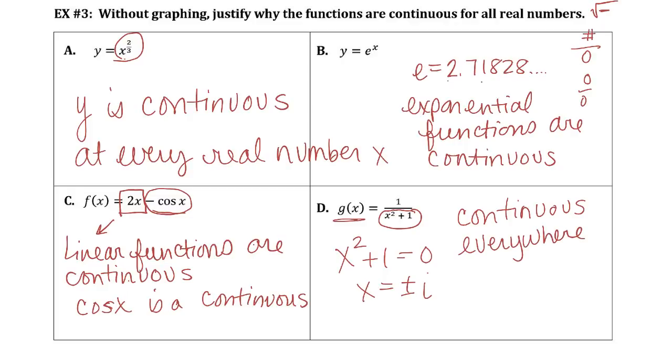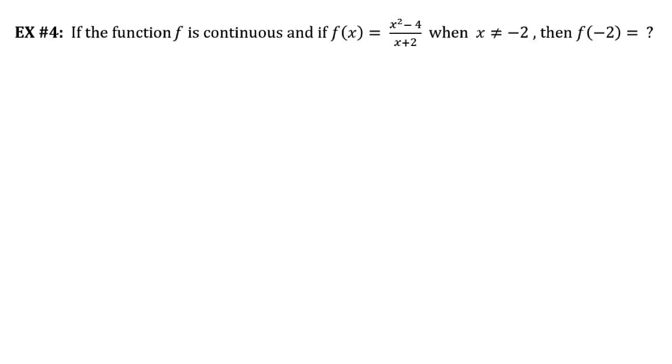Again, keep in mind that you're going to get those points of discontinuity when you're trying to divide by 0 or take the square root of a negative number, because those are things that we do not have in the real number system. Those are over in the complex. All right, so let's see if we can do example 4.